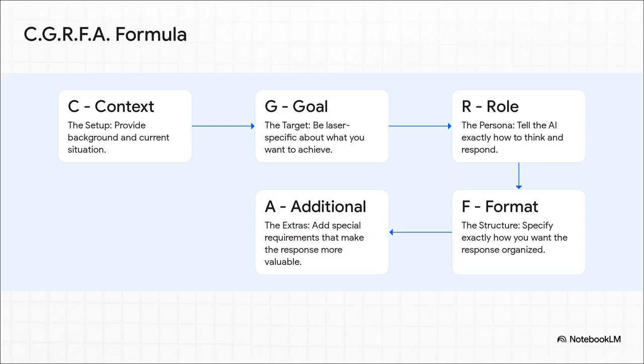Don't leave the output to chance. Tell it if you want a table, bullet points, maybe even a JSON object. And finally, A is for additional details. This is the secret sauce, the little extras that make the response truly perfect for you.